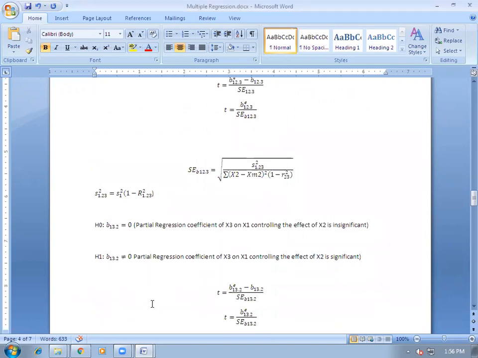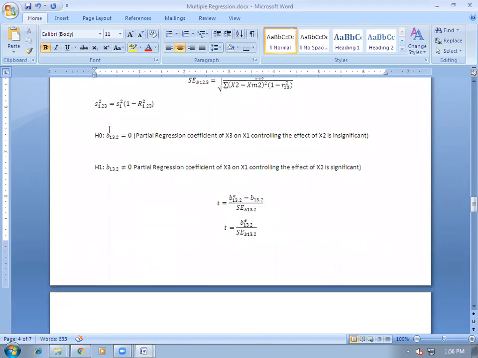Similarly, we can test the significance of another partial regression coefficient in case of regression equation x1 on x2 and x3. Here, null hypothesis will be b13.2 is equal to 0. That is partial regression coefficient of x3 on x1 controlling the effect of x2 is insignificant. And alternate will be b13.2 is not equal to 0. That is partial regression coefficient of x3 on x1 controlling the effect of x2 is significant.